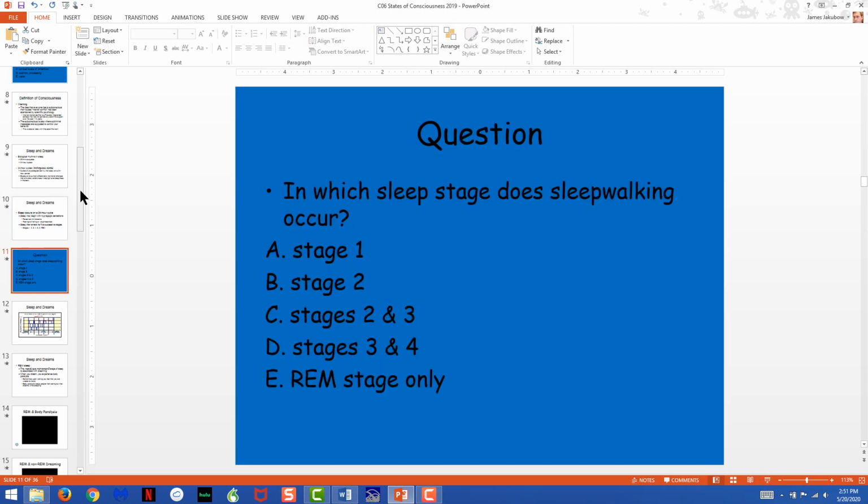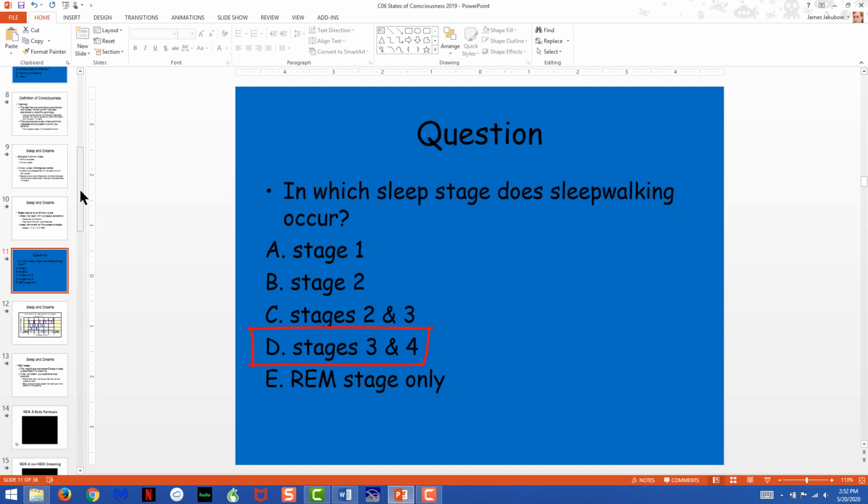So let me ask you a question now about this. In which sleep stage does sleepwalking occur? Well, the correct answer here is D, stages 3 and 4.